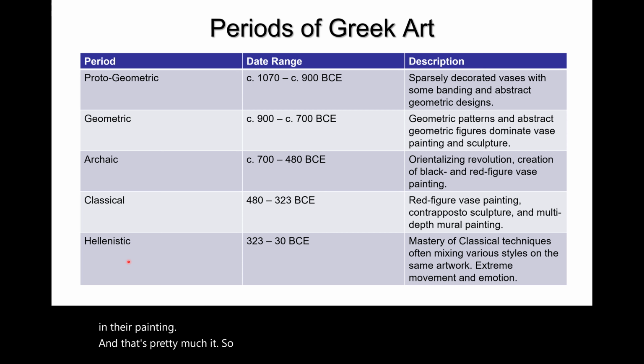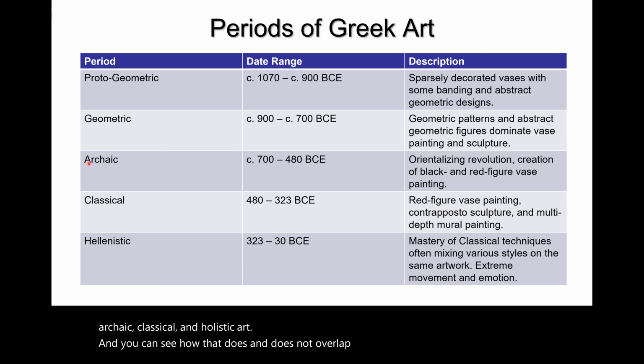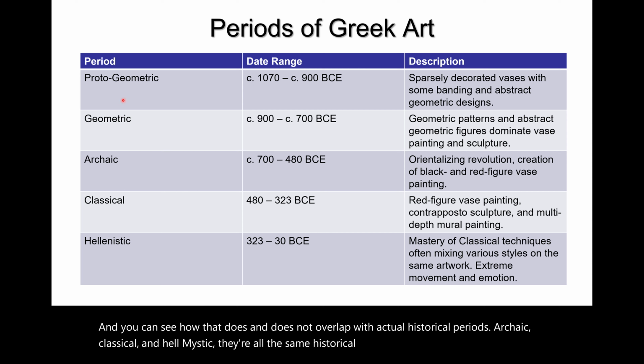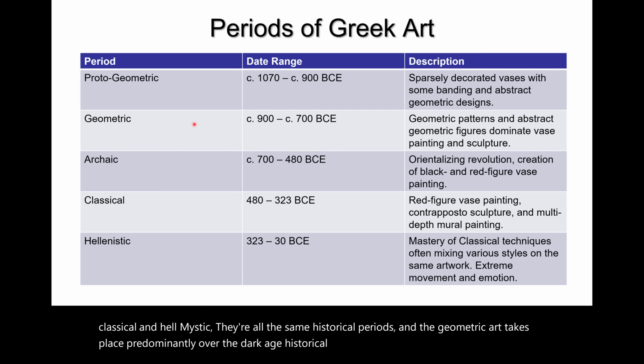So we'll talk more about the actual styles in other lectures, but this is a very generic overview of the date ranges for our basic styles: geometric, archaic, classical, and Hellenistic art. And you can see how that does and does not overlap with actual historical periods. Archaic, classical, and Hellenistic, they're all the same as the historical periods. And the geometric art takes place predominantly over the Dark Age historical period and the early Archaic period.